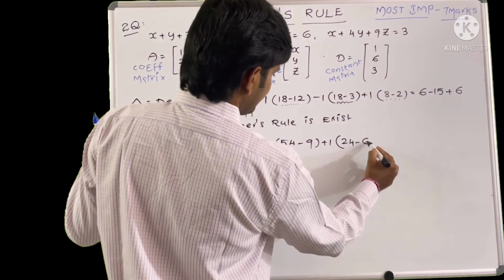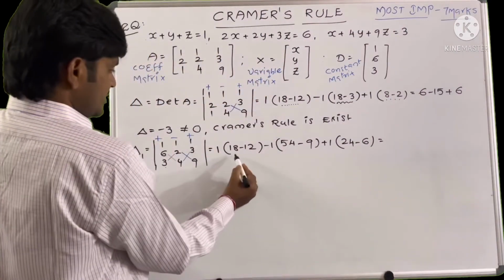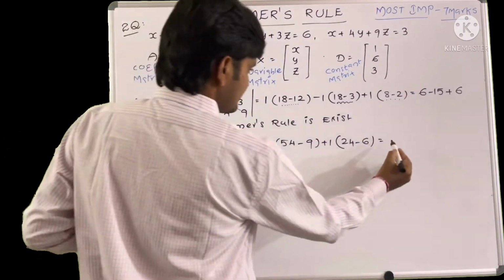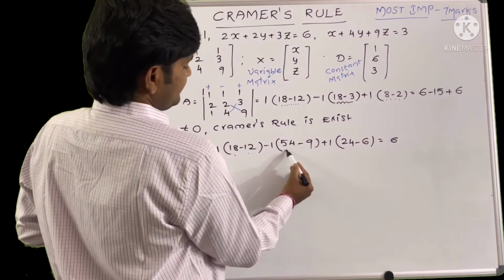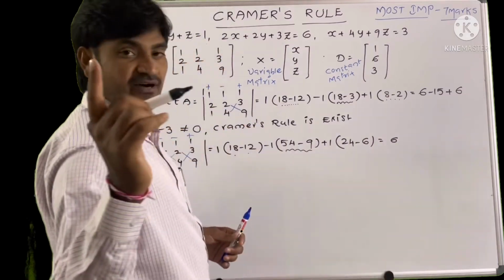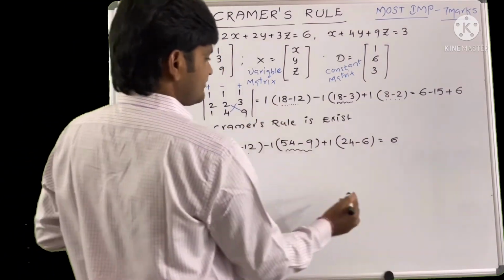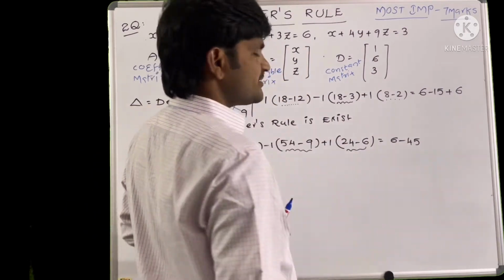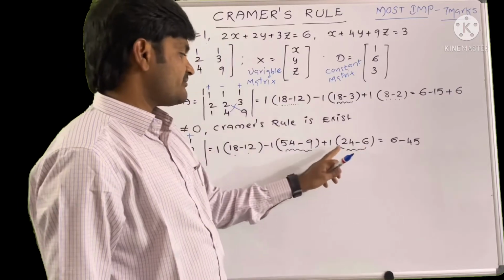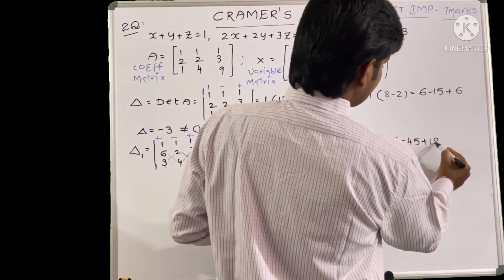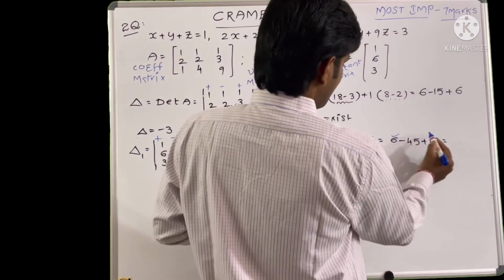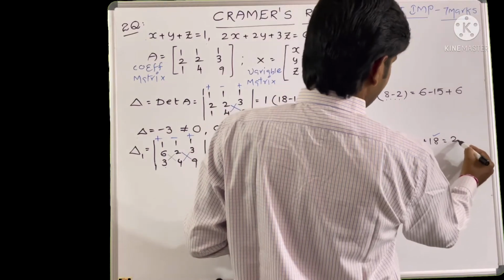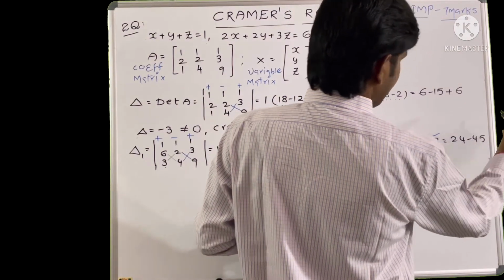24 minus 6. So that 18 minus 12 value is 6. 6 ones are 6. And 54 minus 9 is 45. 45 into minus 1 is minus 45. Similarly, 24 minus 6 is 18. 18 ones are 18. So that 6 plus 18 is 24. 24 minus 45.